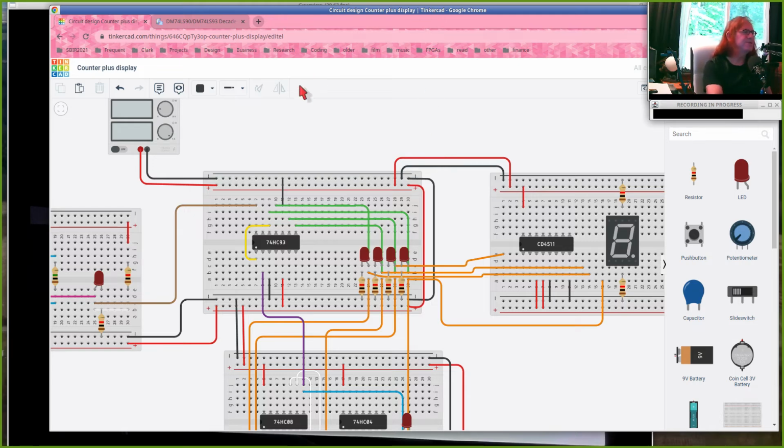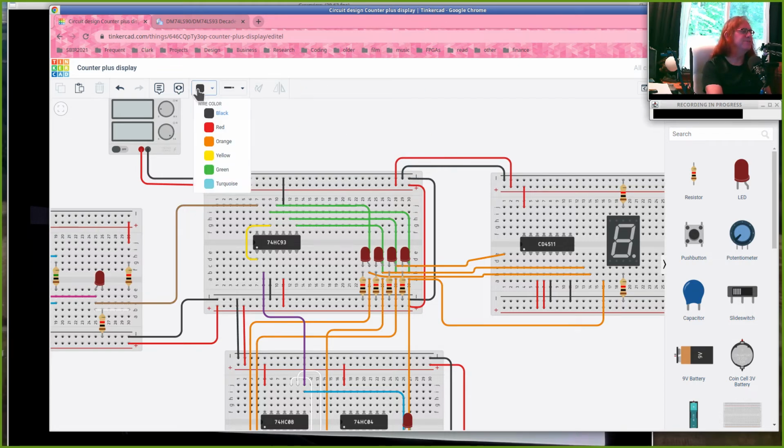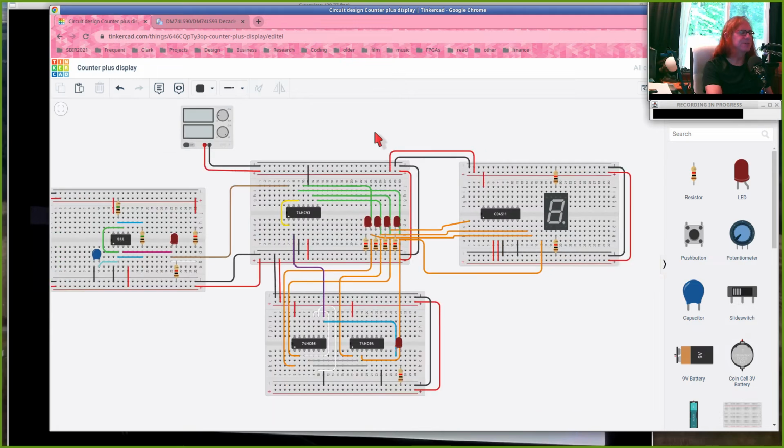And color coding is fun, right? Anytime you can play with color, it's a good day. So you can take advantage of that. But I'm not going to get dogmatic about what your Tinkercad circuits look like.